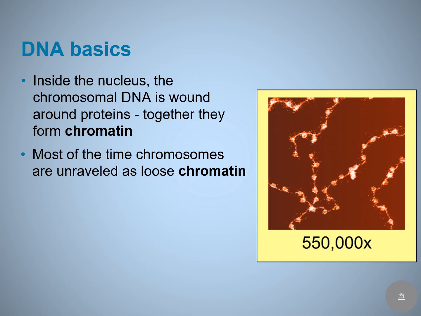So inside the nucleus, that chromosomal DNA is going to be organized, and it's going to be very tightly condensed. It's wrapped around proteins, and when it becomes wrapped around proteins, it is called chromatin. So most of the time, chromosomes are unraveled in a form of loose chromatin, which is a picture that you see on the right, when it's going to be somewhat unraveled, but you can still see these little circles representing each one of the proteins that has DNA wrapped around it.